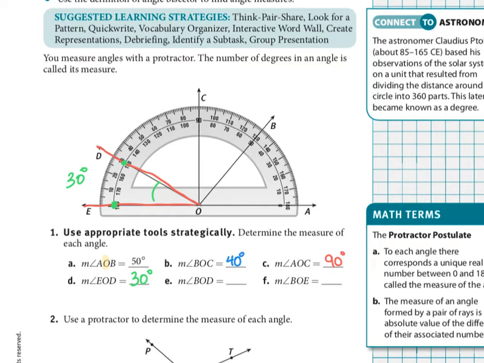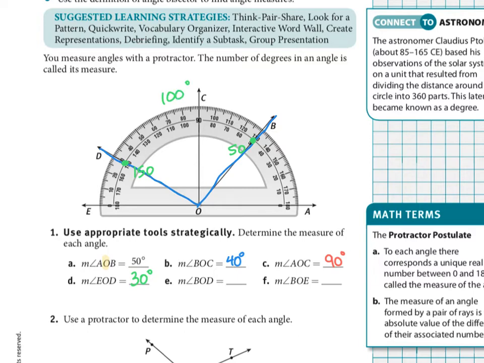Now to find the measure of angle BOD, so if I take BOD, since this is not starting from the right or the left, I can choose to take the bottom numbers or the top numbers, but I have to be consistent. So if I take the bottom numbers, which is like 50 over here, I have to take the bottom number for D, and that's 150. And then 150 minus 50 would give you 100 degrees.